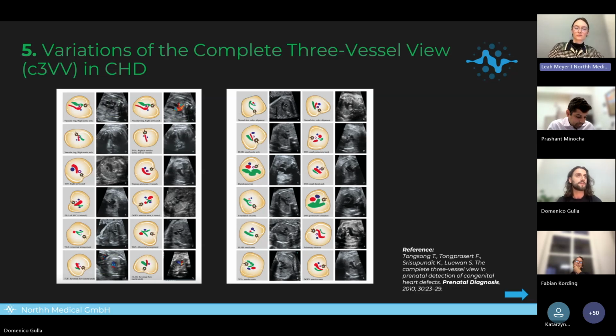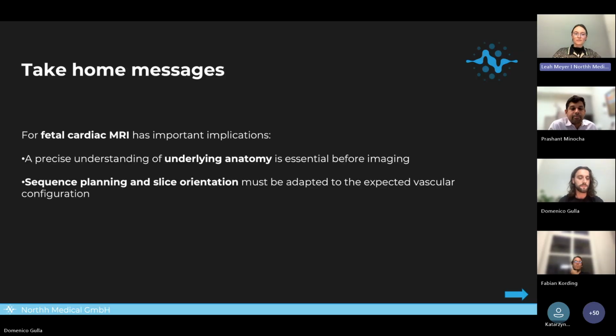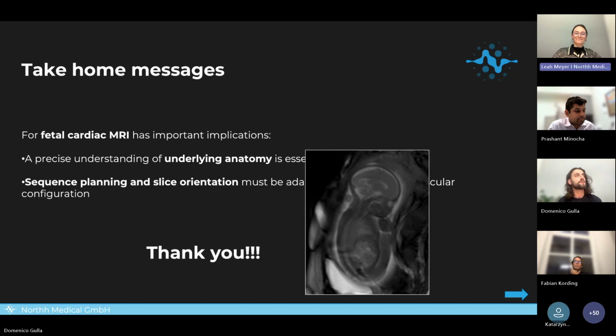So it's really important for the clinician to be aware of that, and of the anatomy and the variations that you can encounter when you are planning the aortic arch, because we are always talking about something really, really small. The last slide is just the take home message of fetal cardiac MRI's important implications: a precise understanding of the underlying anatomy is essential before imaging, and sequence planning such as slice orientation must be adapted to the expected vascular configuration. Thank you, everyone.